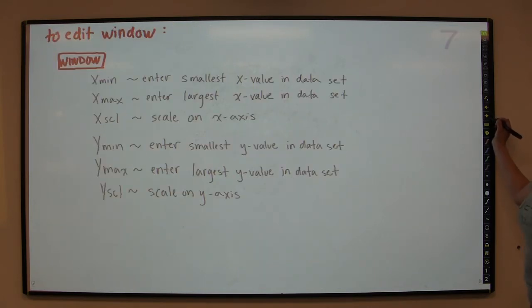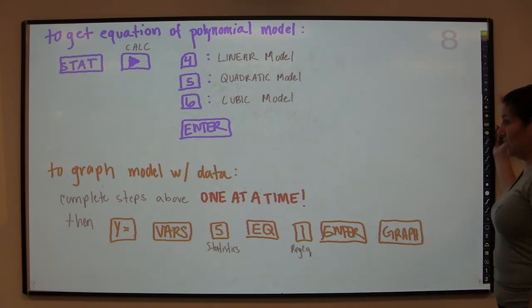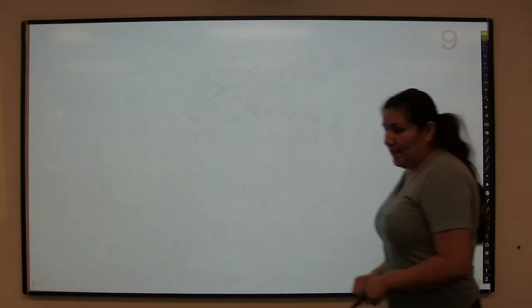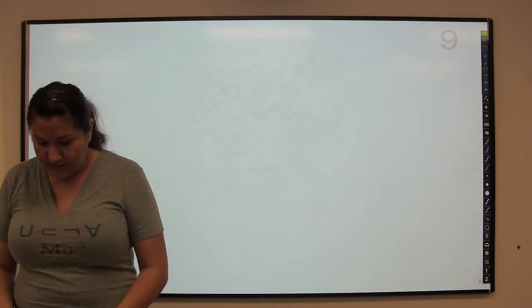Here we have how you edit the window. Again, more instructions. You can pause this and write those down. We also have instructions on how to get the equation of the polynomial model, which I'm going to be asking you to do in your homework, and also how to graph the model with the data all together. So again, you might want to pause these screens and write it all down. Because right now what I'm going to do is show you how to do this.